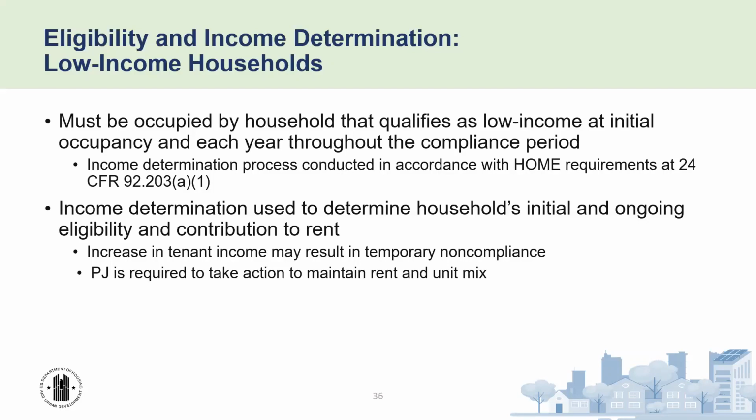The units restricted for occupancy by low-income households must be occupied by households that meet the definition of low income as defined in the HOME regulation at both initial occupancy as well as during the annual income recertification. If the household's income increases above the low income limit during the compliance period, the unit is considered temporarily non-compliant, and the PJ is required to take action to maintain the rent and the unit mix, similar to HOME. Next slide.